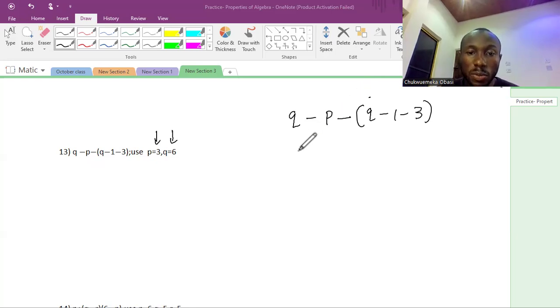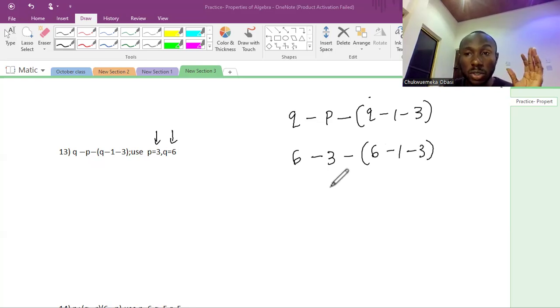So here Q is going to be 6, P is going to be 3, and in the bracket Q is going to be 6 minus 1, and minus 3, like that. We are just done substituting the unknown variables with their proper values, right? So now what do you do next? You want to start out with the one in the bracket. That's what you want to do next.